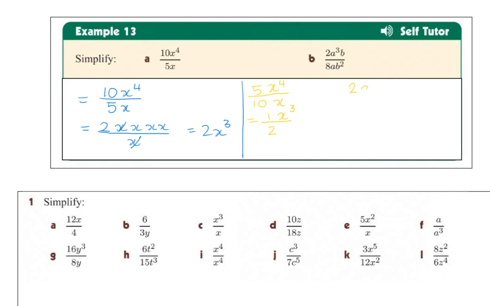Okay, last one. 2a cubed over b. So we've got 3a's over b, 8a over b squared. Now we can cross off 1 on the top, 1 on the bottom of the same number. Let's do the numbers first though. And there we go.